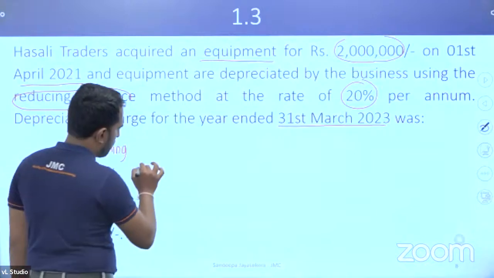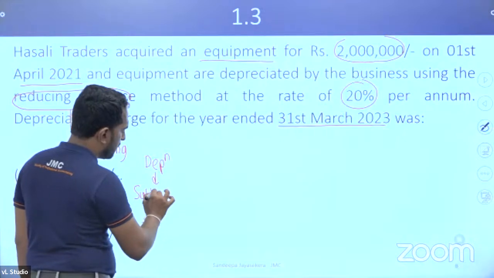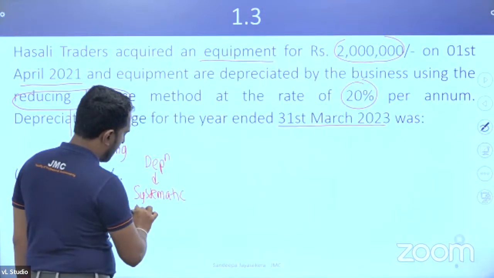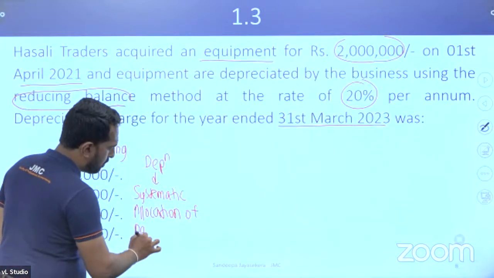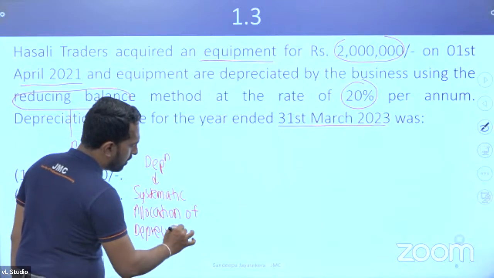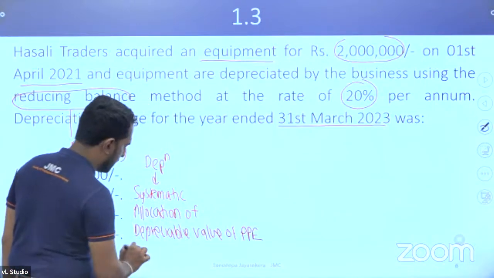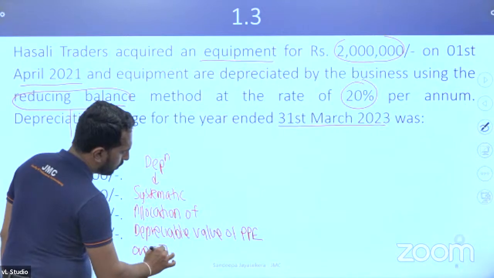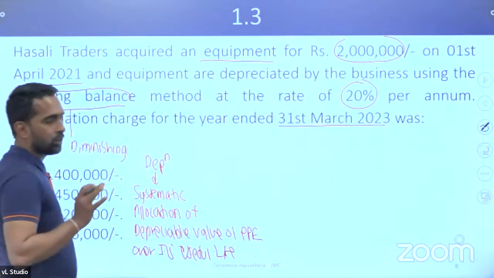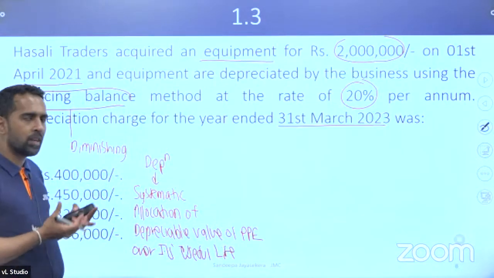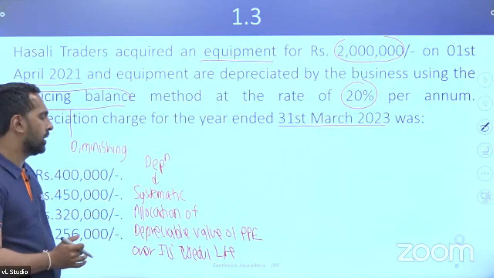Now, let me give a brief explanation. Depreciation is the systematic allocation of the depreciable value of a PPE, property, plant and equipment, over its useful life. This is the definition of depreciation. Depreciation is the systematic allocation of the depreciable value, the value you can depreciate, of a property, plant and equipment.